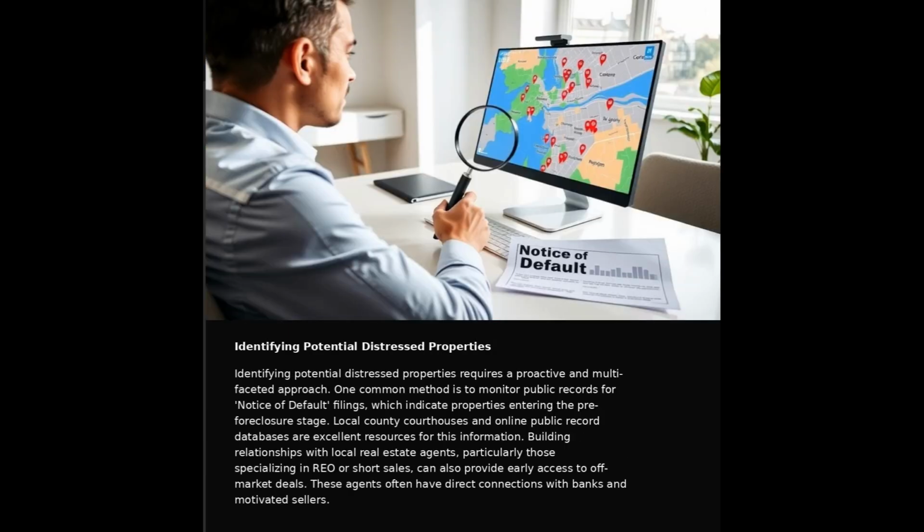Identifying potential distressed properties. Identifying potential distressed properties requires a proactive and multifaceted approach. One common method is to monitor public records for notice of default filings, which indicate properties entering the pre-foreclosure stage. Local county courthouses and online public record databases are excellent resources for this information. Building relationships with local real estate agents, particularly those specializing in REO or short sales, can also provide early access to off-market deals. These agents often have direct connections with banks and motivated sellers.